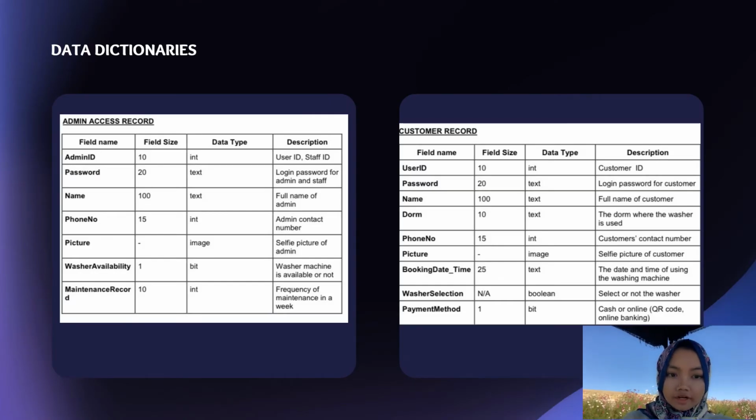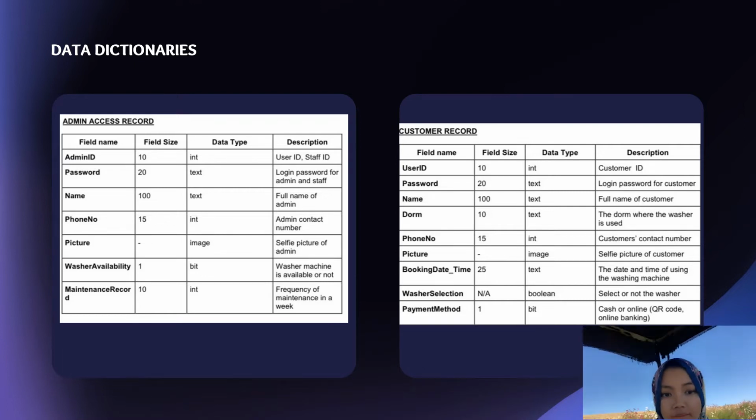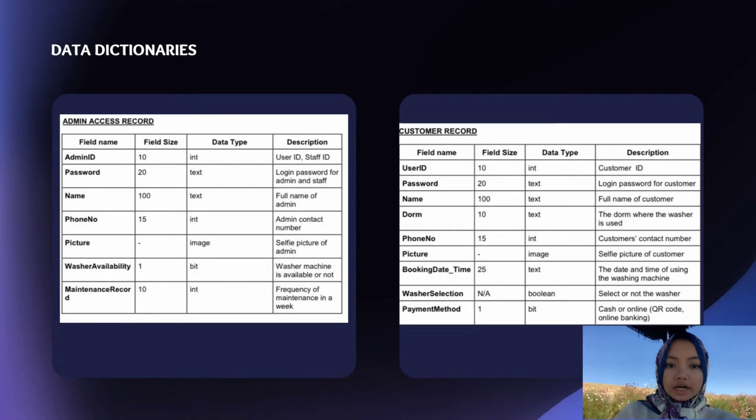For data dictionaries, it is divided into two categories, which are the admin access record and the customer access record. For the admin access record, there are 7 rows, which are admin ID, password, name, phone number, picture, washer availability, and maintenance record. And for the admin access record, there are 4 columns, which are field name, field size, data type, and descriptions.